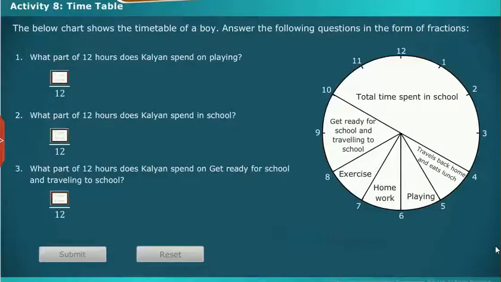Now, we do an activity on timetable. The below chart shows the timetable of a boy. Answer the following questions in the form of fractions.